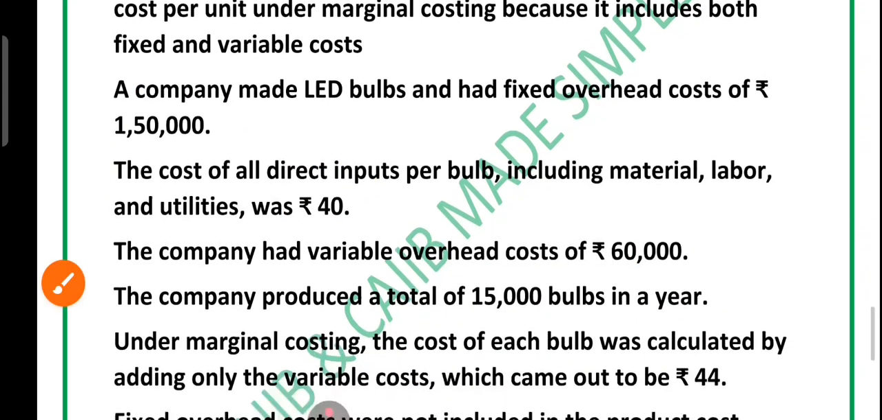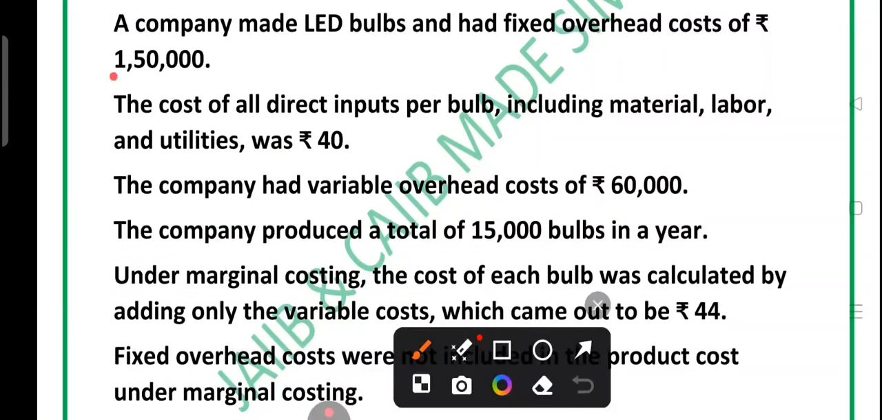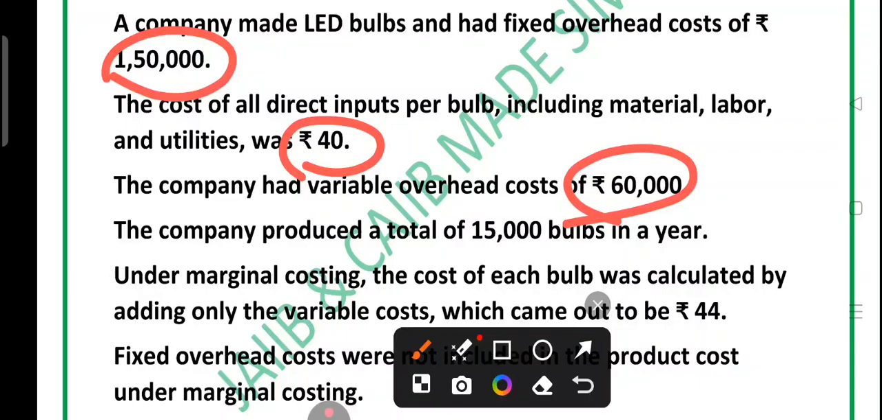Let me show you. These are the crucial data. 1,50,000 is the fixed overhead cost. 40 rupees per unit is the cost of all direct input per bulb, right? Then a variable overhead cost of 60,000 has been given. And in one year the company produced 15,000 bulbs. Okay, now let's see how the costing works.